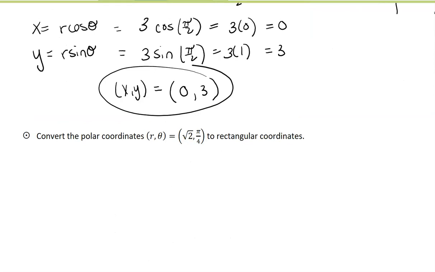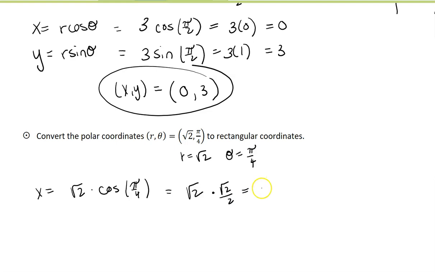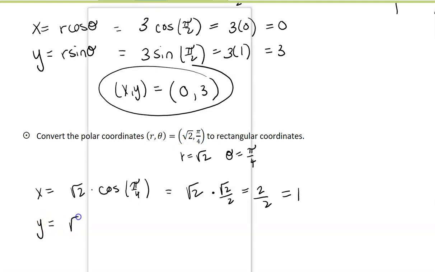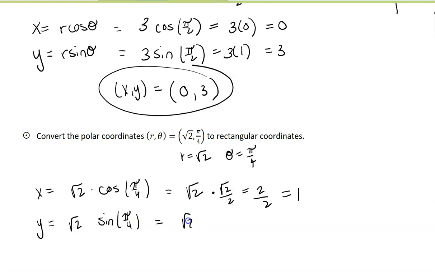This one we have r equals the square root of 2 and theta equals pi over 4. So x will be square root of 2 times cosine of pi over 4. And of course the cosine of pi over 4 is root 2 over 2. So this gives me 2 over 2, or 1. Y is going to be the square root of 2 times sine of pi over 4, which is root 2 times root 2 over 2, which is also 1. So the x, y for this problem is 1, 1.